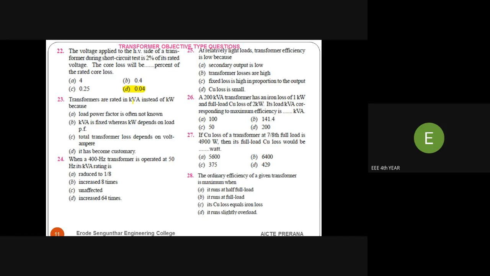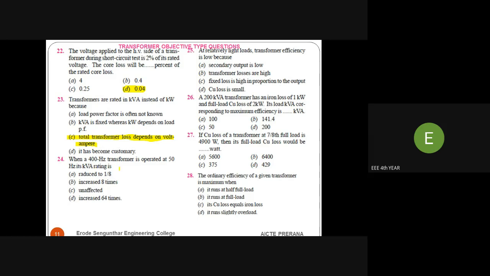The transformers are rated in kVA instead of kilowatt because load factor is often not known; kVA is fixed whereas kW depends upon the load factor; total transformer losses depend only upon voltage and ampere; or it just becomes customary. The correct answer is that total transformer losses depend only upon the voltage and the current. This is the correct answer.